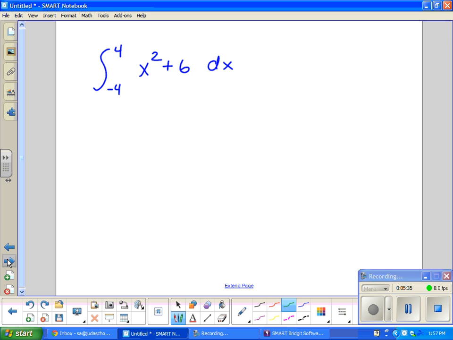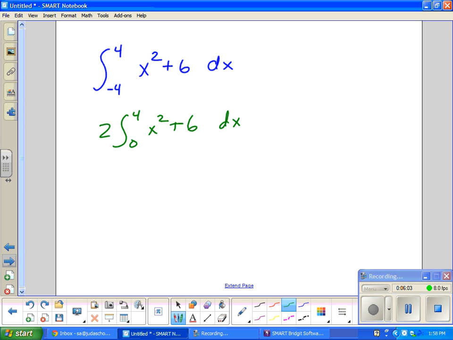Last one, parabola, x squared plus 6 dx, integrate from -4 to 4. Big thing in here is you can do the integral right away, but one of the things I'm going to do is, if this is the area of the curve, we should recognize that I can do this, because this is an even function. All right? I'm going to do it both ways. I'm going to do it this way first. This is going to make our lives much easier.